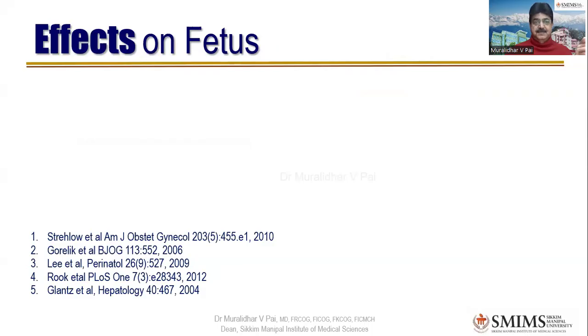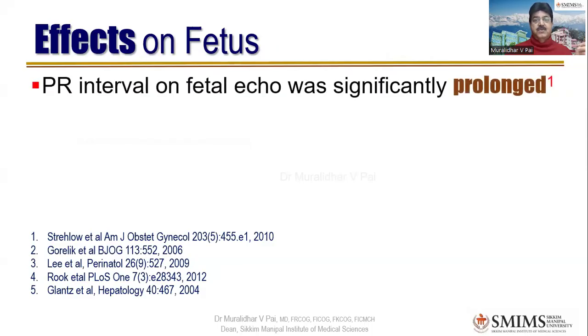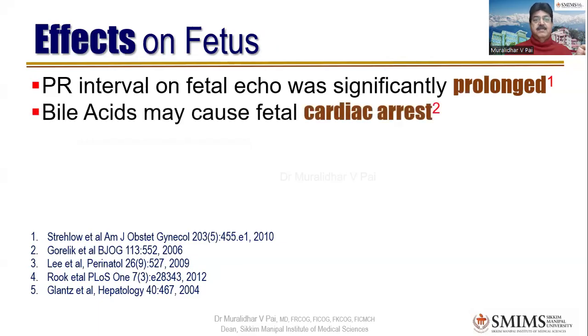What is the effect on the fetus? The PR interval on fetal echo was significantly prolonged because of bile salts and bile pigments. Bile acids may cause even fetal cardiac arrest, not just a prolonged PR interval. That is the reason we should be worried. The mother can manage the itching and irritation: she can apply some ointment, take some antihistamines, or take bile acid binders. But the baby can have cardiac arrest. In fact, there was a large study. A good friend of mine from King's College was doing this study on the effect of bile acids on the fetus, and they found that cardiac arrest is very, very high.